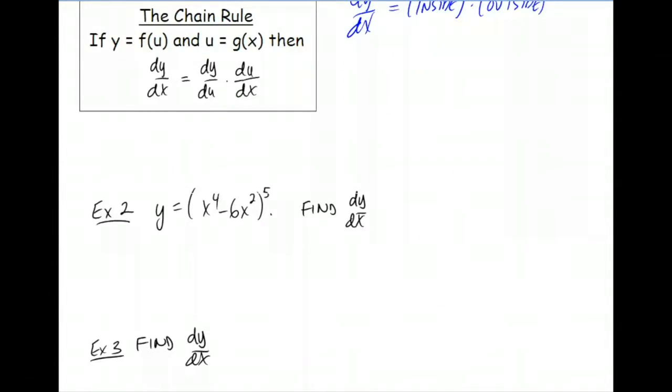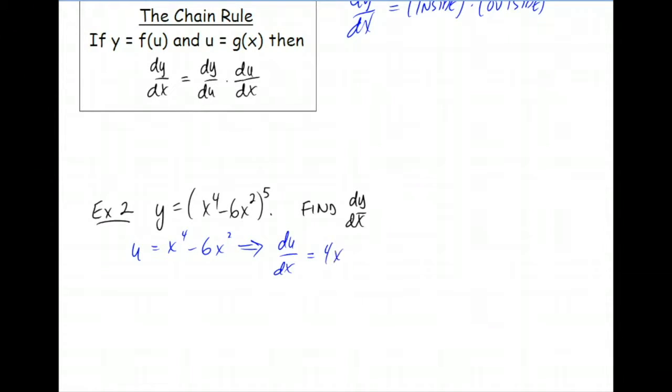We'll go ahead and try example 2 both ways. First, using the formal chain rule, we need to define a variable u to represent the inside function. u equals x to the 4th minus 6x squared. Now that we have u written as a function of x, we can say the derivative of u with respect to the variable x is 4x cubed minus 12x.